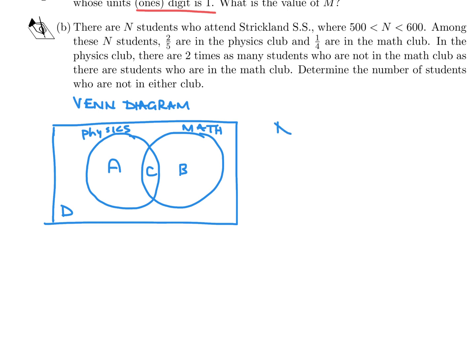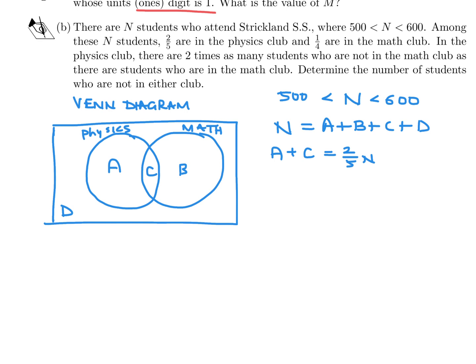So the total number of students is all of those letters, A plus B plus C plus D, and that's N according to that. And they've told me that N is somewhere between 500 and 600. So now let's look at the question. What are they saying? They're saying that 2/5 are in the physics club. So the physics club in this Venn diagram is denoted by A and C, and that's 2/5 of N. So A plus C is 2/5 of N. And 1/4 are in the math club, and the math club is B plus C. Those are the 2 sections that make up the full math club, the full circle, and that's 1/4 of N.